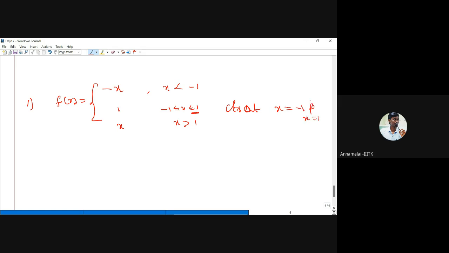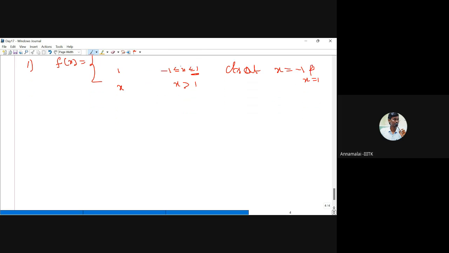For all other points also the function is continuous. So the only thing we have to check is the end points. That is the important thing. Therefore, this is actually continuous everywhere. So the only thing we have to check is whether it is continuous at minus 1 and plus 1 or not.